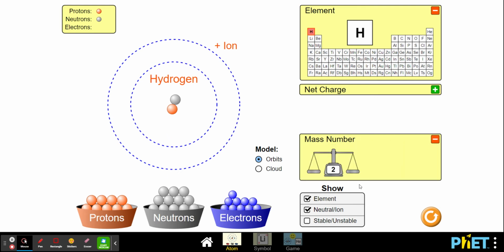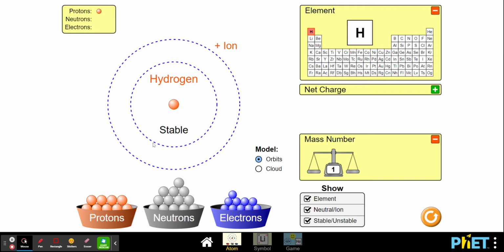Okay, so we click this over here, we can now see the mass number. With just a proton, it's got a mass number of 1. If I add a neutron, now it's got a mass number of 2. So how we would talk about this is that we would call this hydrogen 2 because it's got a mass number of 2. If I take this neutron away, now it's hydrogen 1. Okay, so these are isotopes of hydrogen.